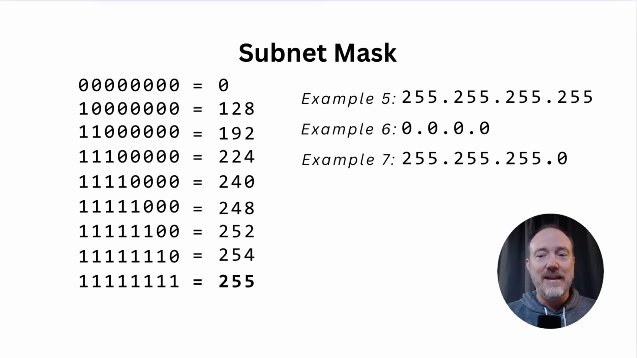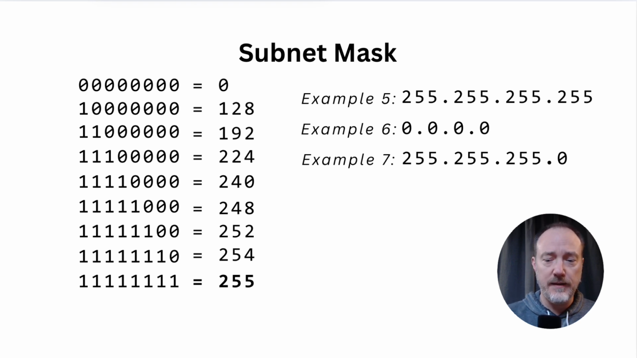Now, you don't have to have a 0 in the subnet mask. The definition is that you cannot have a 1 after a 0. So example 5 here, if I have all ones, 255.255.255.255, that's a valid subnet mask because I don't have any ones after zeros. Example 6 is the opposite of that, where I don't have any ones, it's just all zeros. Well, again, I don't have a 1 after a 0, so a subnet mask of 0.0.0.0 is still a valid subnet mask. It still follows those rules.